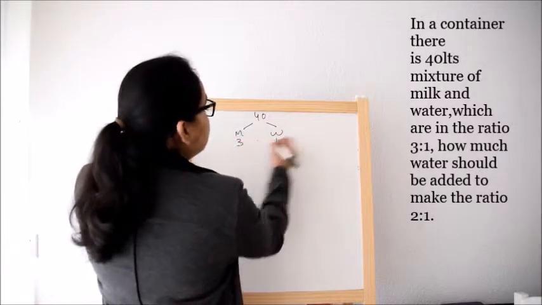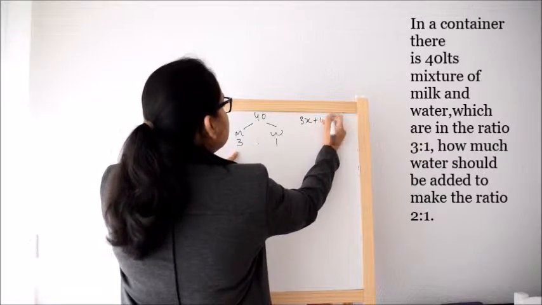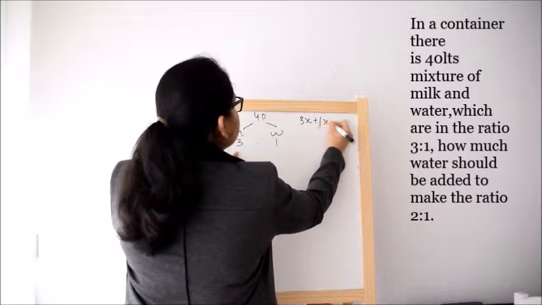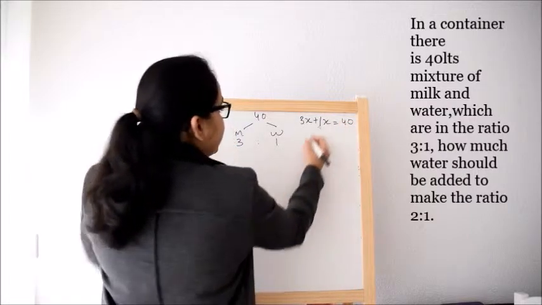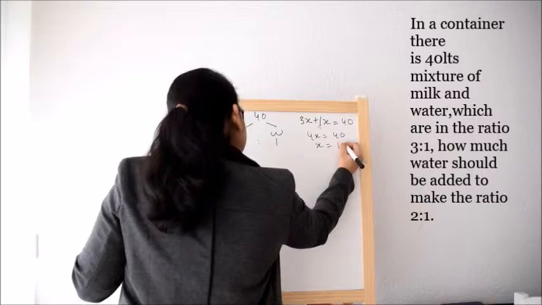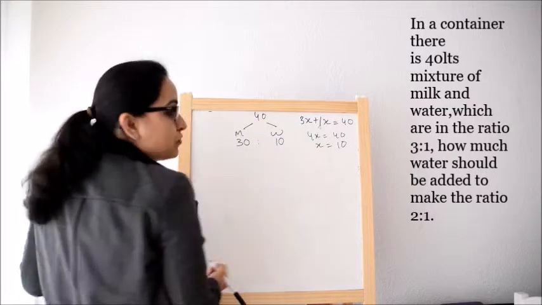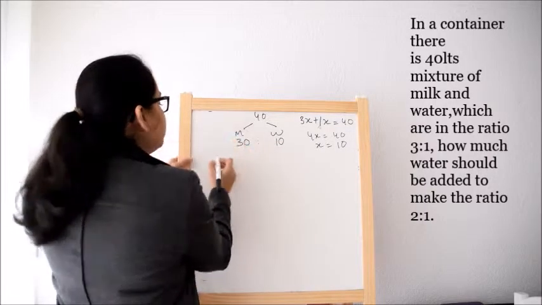Okay, so here we know that milk is 3x and water is 1x, and the total is 40. So 4x is equal to 40, x is equal to 10. Okay, so we have 30 liters of milk and 10 liters of water. Now how much water should be added?